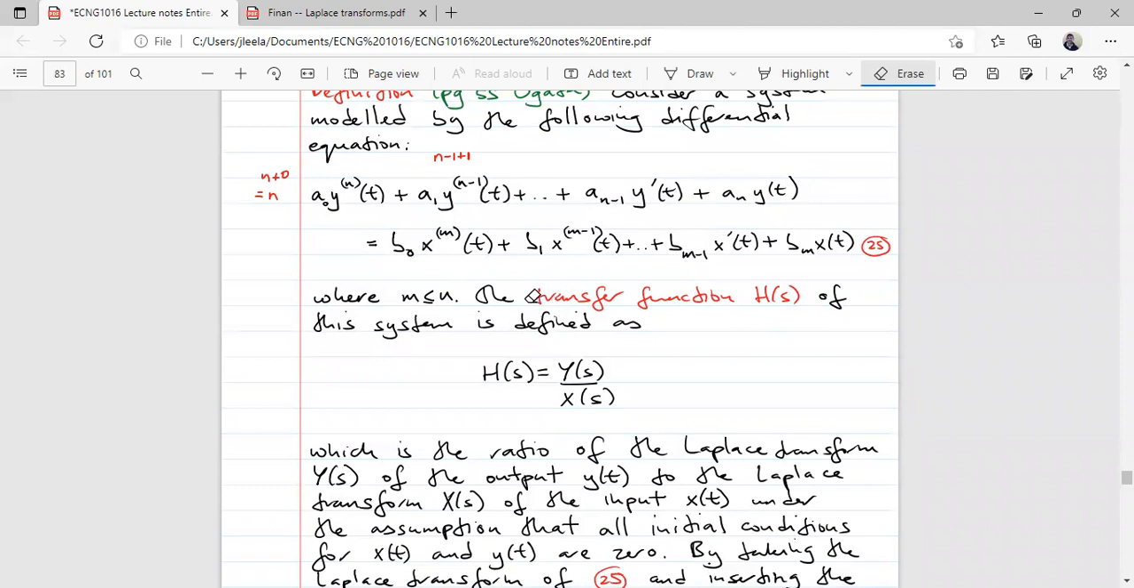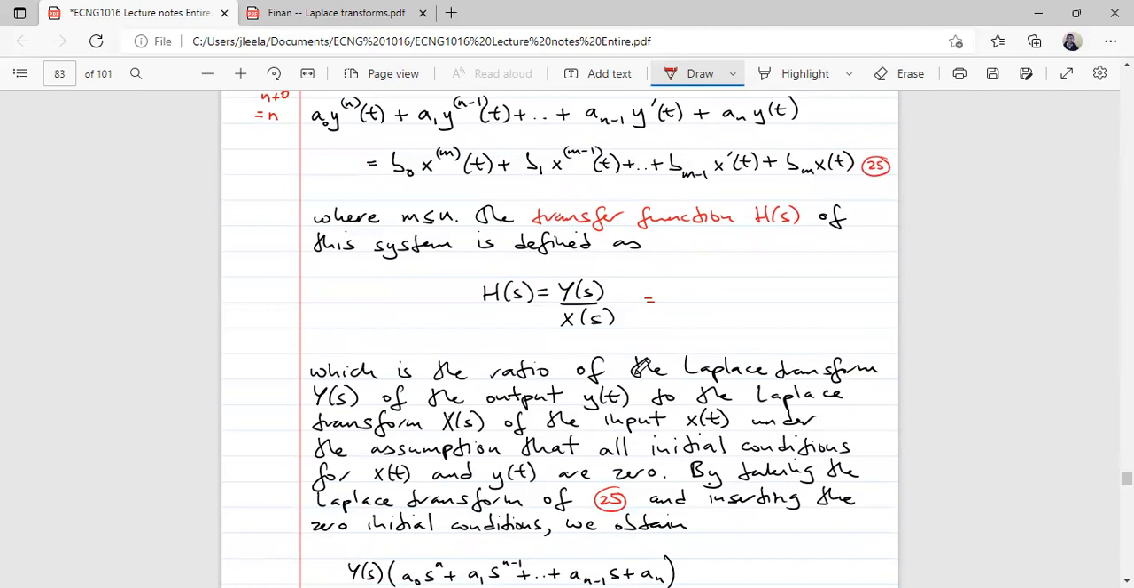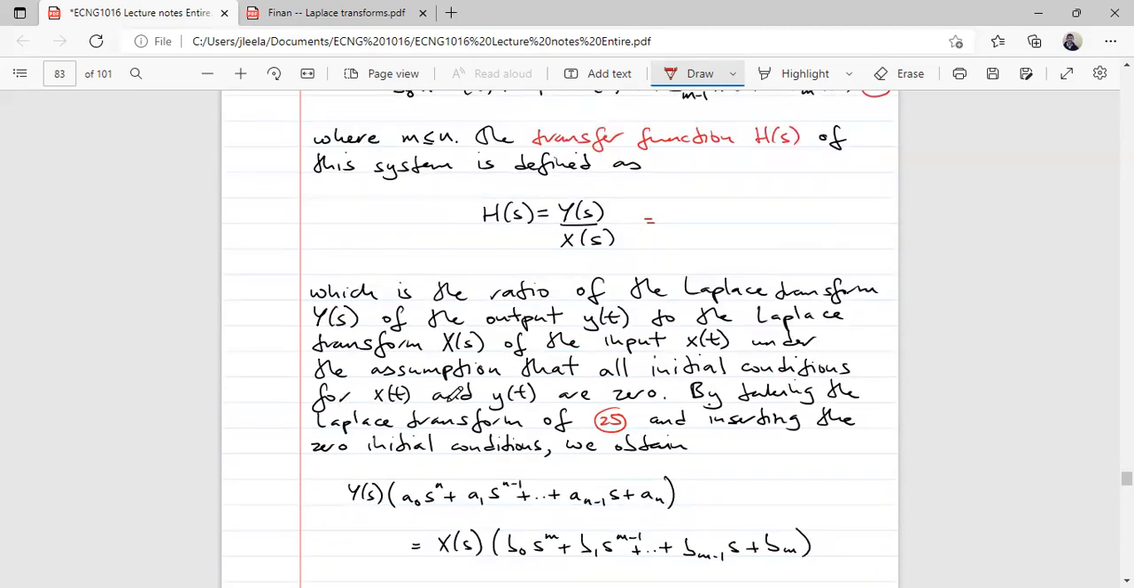So check what is happening here. The transfer function H(s) of this system is defined as, so what kind of fraction will you have here? If you look at what they're telling you, these derivatives will be in the numerator, and these derivatives will be in the denominator. So the order in your numerator can never exceed that of your denominator in terms of the derivative. And this is the ratio of the Laplace transform Y(s) of the output to the Laplace transform X(s) of the input x(t), under the assumption that all initial conditions for x(t) and y(t) are 0.